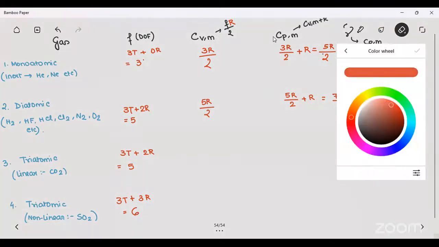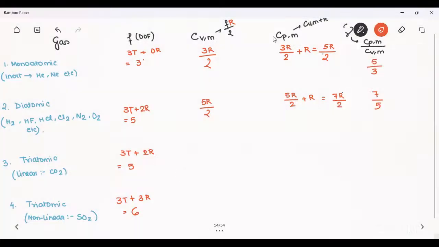So now, what will be this 5R/2? Again 5R/2 plus R, that will be 7R/2. So this will be 7/5. And this, 6R/2, so this will be 3R. 3R plus R will be 4R. And that will be 4/3.